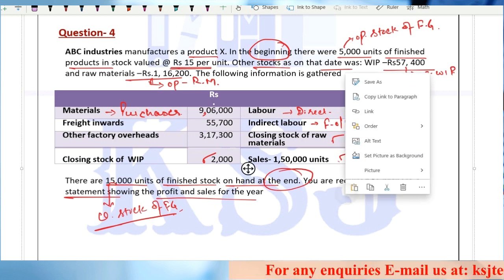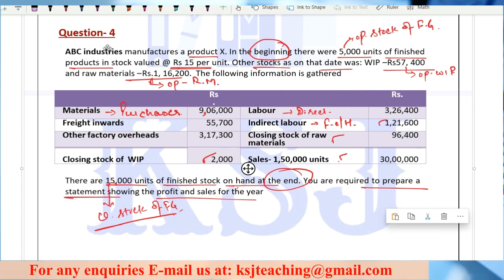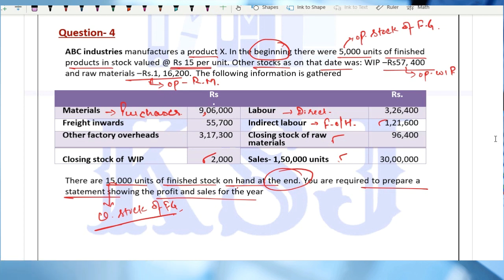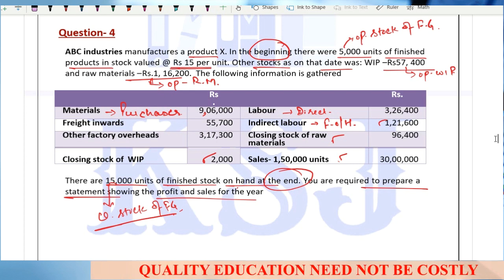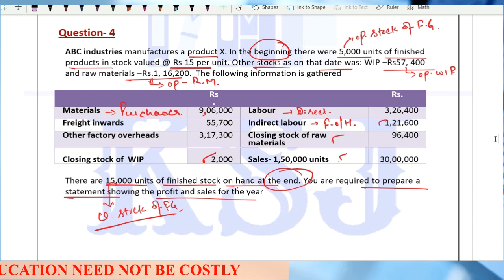Now, one thing, if you have gone through this question carefully, you must have analyzed one thing. What, sir? Just go through this question once and try to analyze: is some information missing in the question? Just have a rough idea and try to analyze it. Material is given, labor is given, prime cost can be calculated, no issues. Factory overheads, indirect labor is given, factory cost can be calculated, no issues.